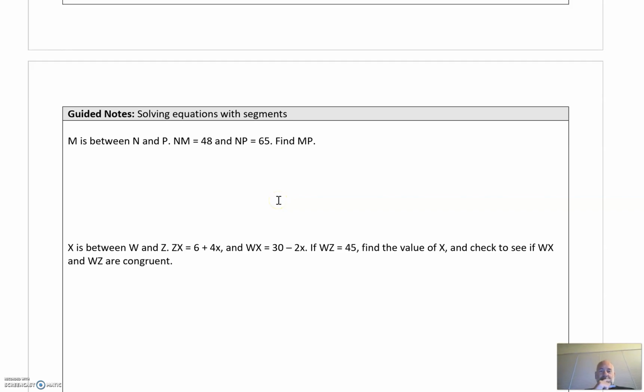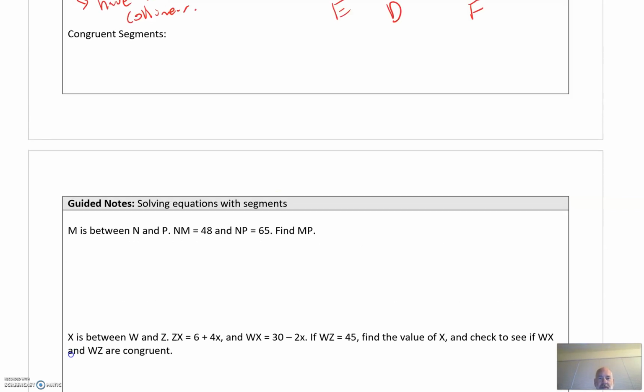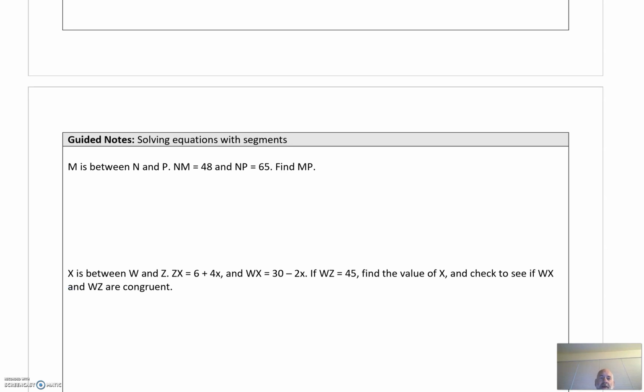Okay, here's part two of the video. So this is page two, and it's just working with equations and segment addition. It's just kind of giving you an intro. We'll do more of this in class. So here's the basic problem.